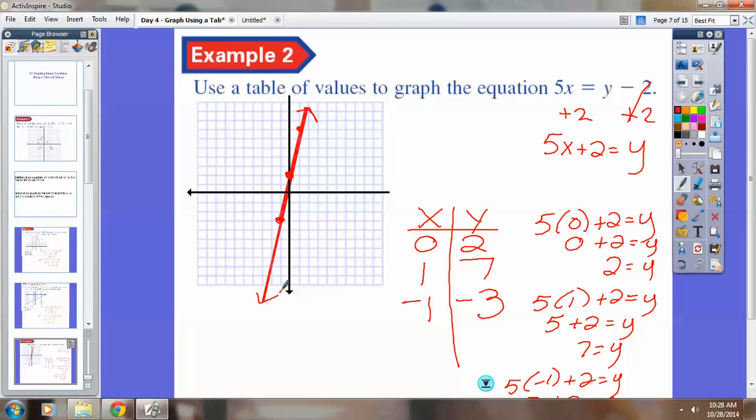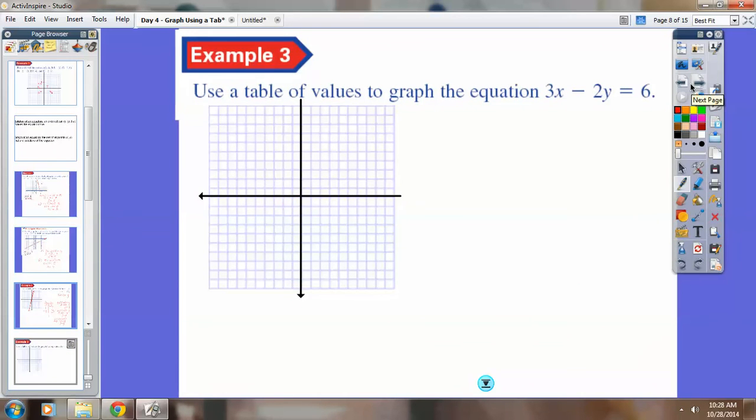Remember, your line should go through the points. It's not a segment. It doesn't have endpoints. It just has arrows on the ends to show that it keeps going. Let's do another one. What about this one?